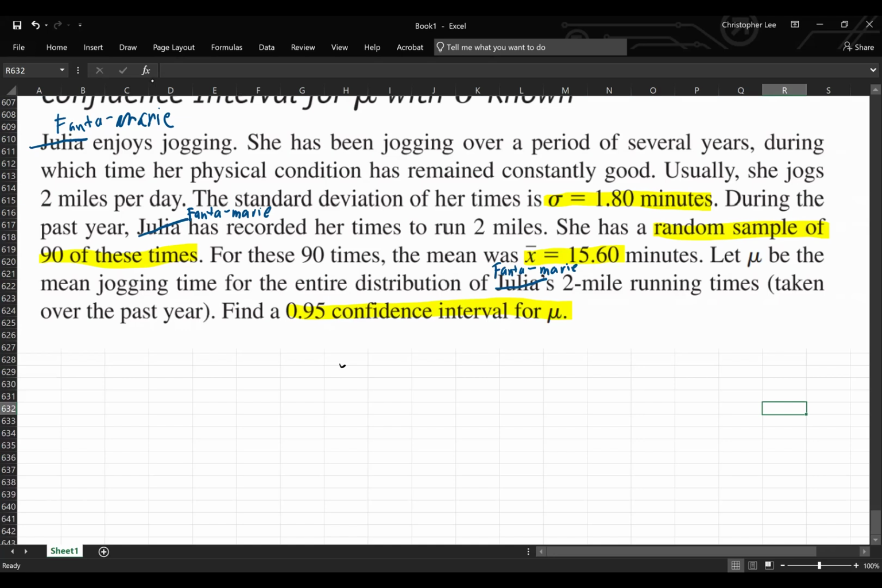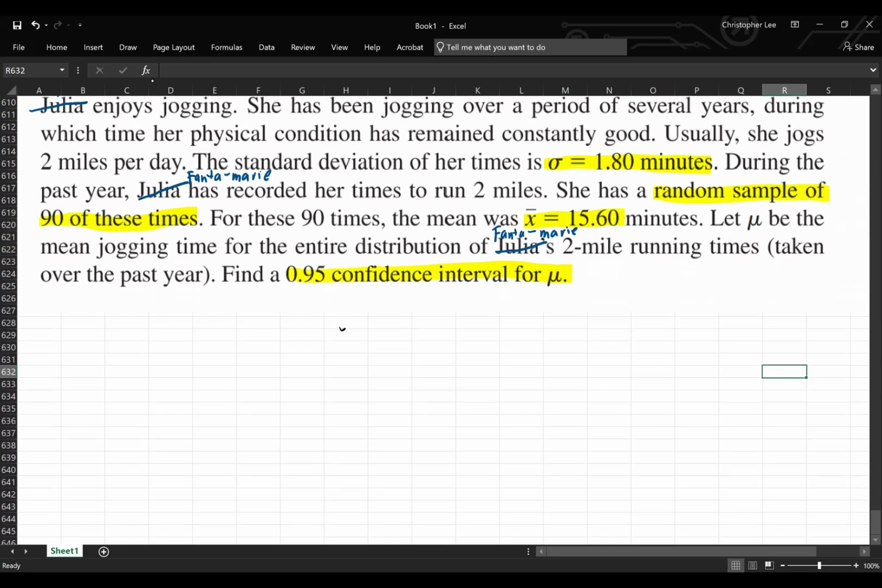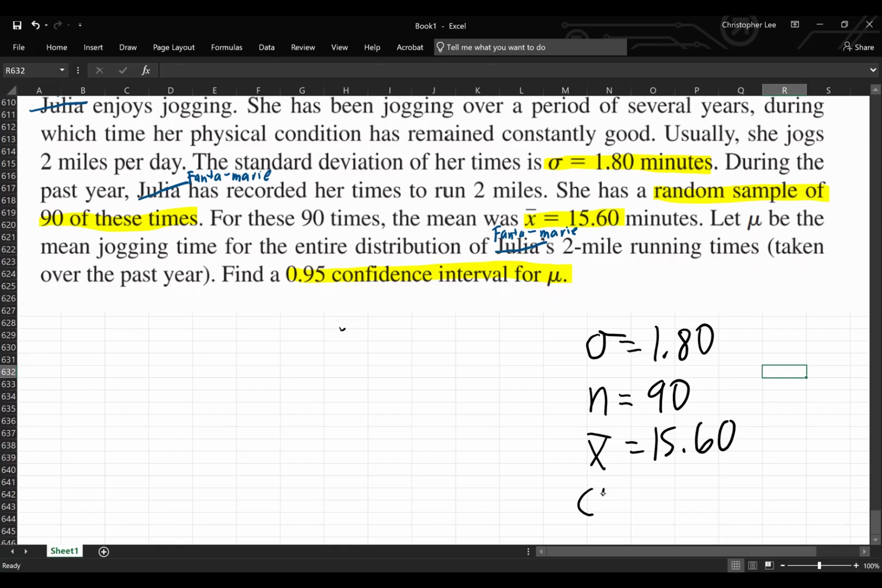Yo, the typos, I know. I gotta get better at that. I gotta fix those. All right, so let's look at what we have, right? We know what sigma is. Sigma is equal to 1.80, right? We know what our sample size is. N is equal to 90. We know what our sample mean is. X bar is equal to 15.60, right? We know what our confidence level is. Our confidence level is 0.95, right?